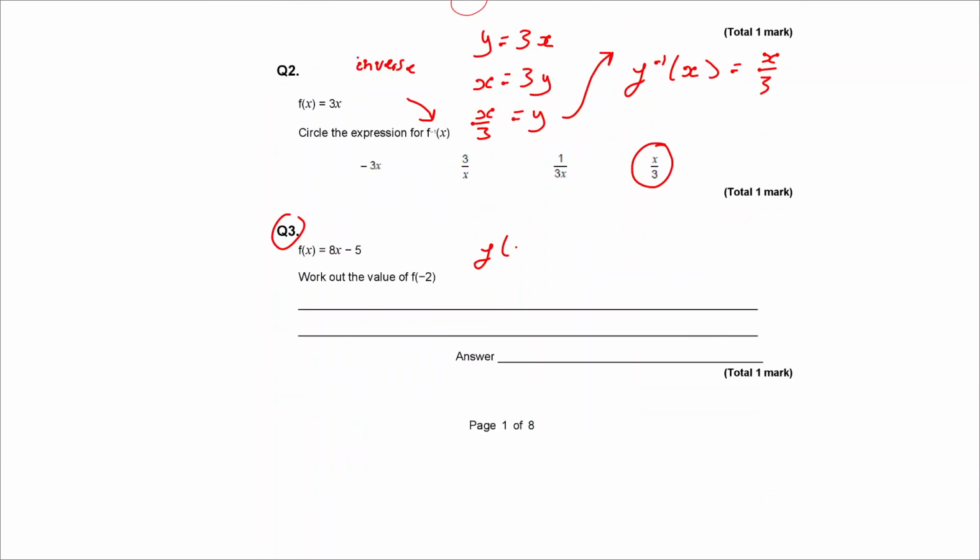Right, f of -2 is going to be equal to 8 multiplied by -2 minus 5, which gave us -21. Okay, that's the answer. Good.